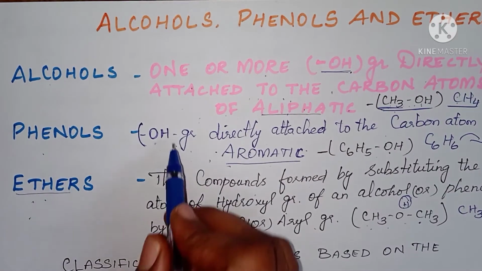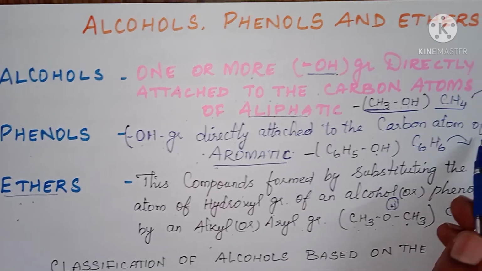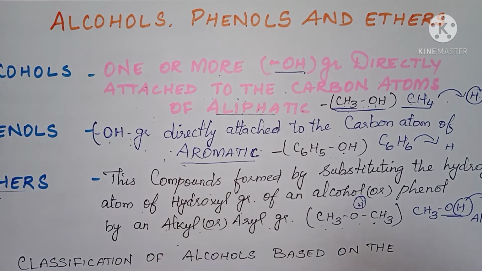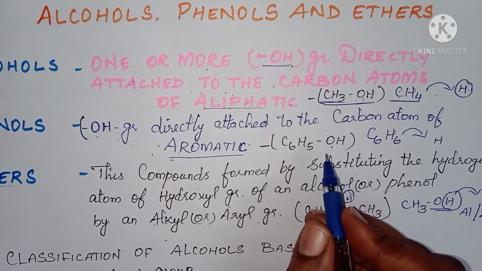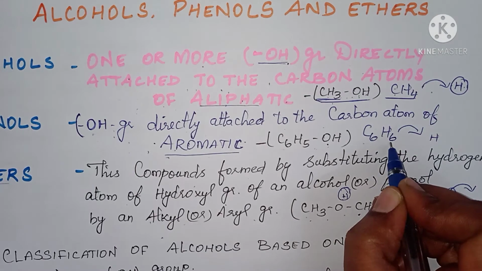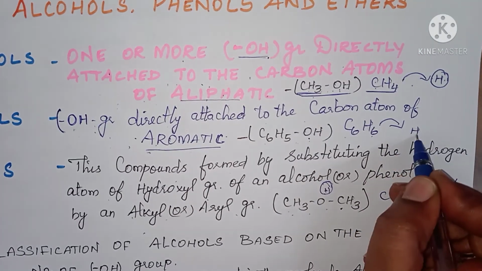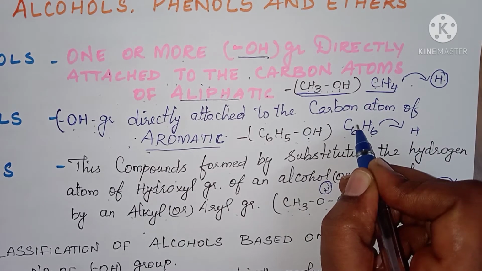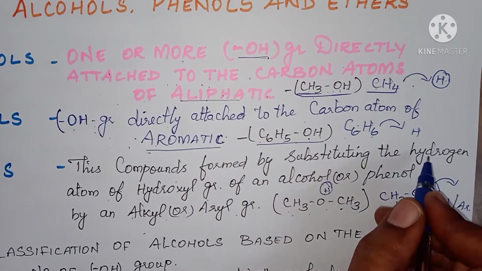Now, phenols we are going to check. What is phenol? It's the same thing. OH group is directly attached to the carbon atom of an aromatic ring, which is a benzene ring. So C6H5OH is a phenol. Here C6H6 is benzene. From here one hydrogen is replaced, and instead of that hydrogen, an OH group will sit there. So C6H5OH is a phenol.